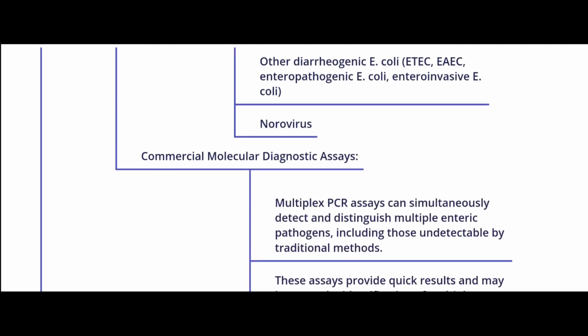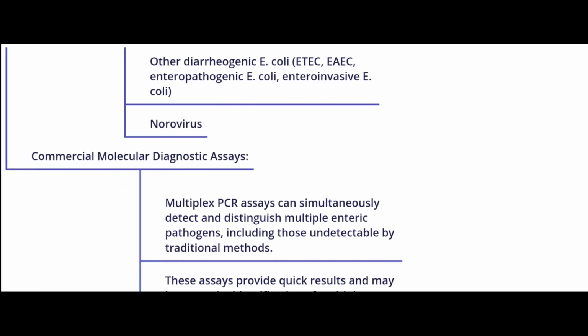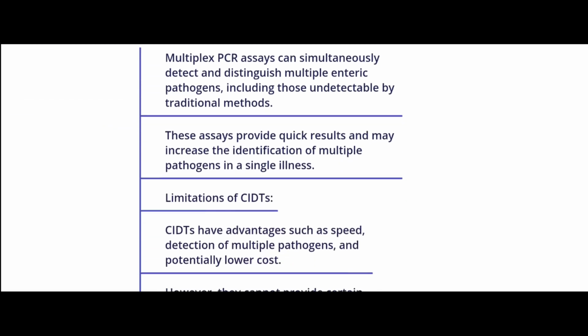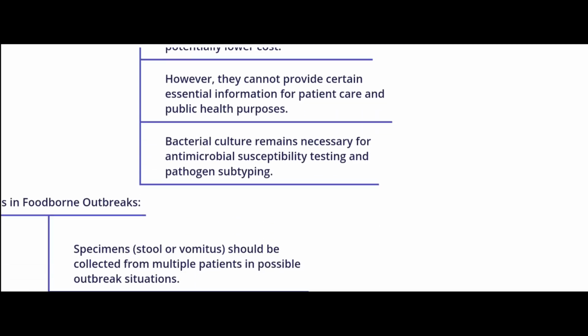Some commercial diagnostic assays have appeared with PCR that can simultaneously detect and distinguish multiple pathogens. They provide quick results and may increase the identification of multiple pathogens. The advantages are speed and detection of multiple pathogens at a lower cost, but they cannot provide certain essential information, like resistance patterns, susceptibility, and pathogen subtyping.